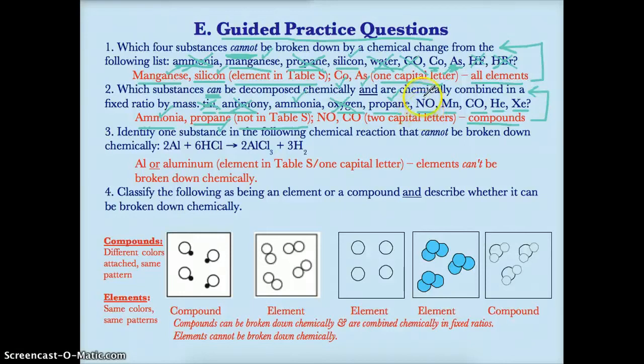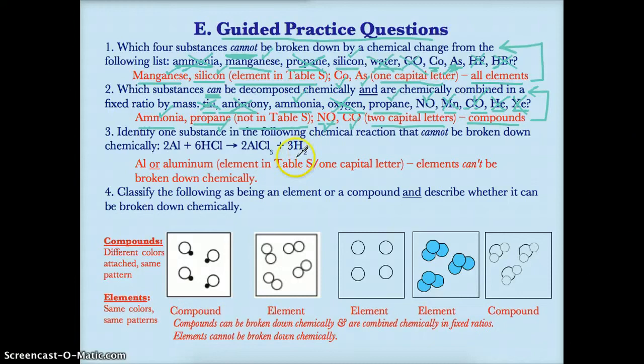Capital N, capital O, yep, that's a compound because we have one capital N, one capital O. So that's our first compound, NO, because it's capital N, capital O, two capital letters or more, makes it a compound. Mn has only one capital letter, nope, it's an element. CO, yep, it has two capital letters, capital C, capital O, so that makes it a compound. He, one capital letter, so it's an element, not a compound. Xe, nope, it has one capital letter, so it's an element. So the two chemical formulas or symbols that we know are compounds are NO and CO, because they have two or more capital letters, which make them compounds.